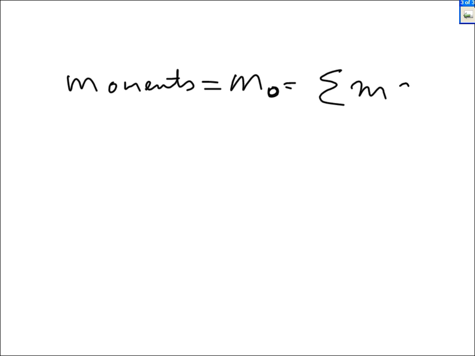Turns out that the moment is equal to, or denoted by, the symbol M0. And it means add up a lot of things: add up the m times the x's. m_i times x_i, as i goes from 1 to whatever.